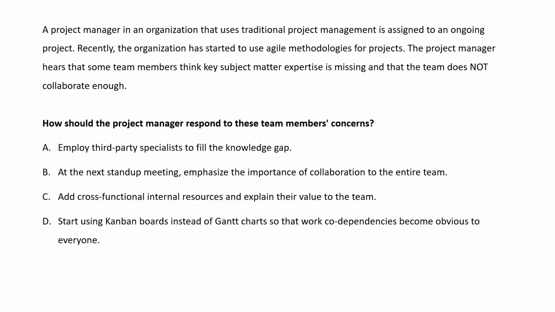Question number one for today is we have a project manager in an organization that uses traditional project management who is assigned to an ongoing project. Recently, the organization has started to use agile. If you are using agile, what you have to know first, that all the stakeholders should know agile, or what you have to do first.